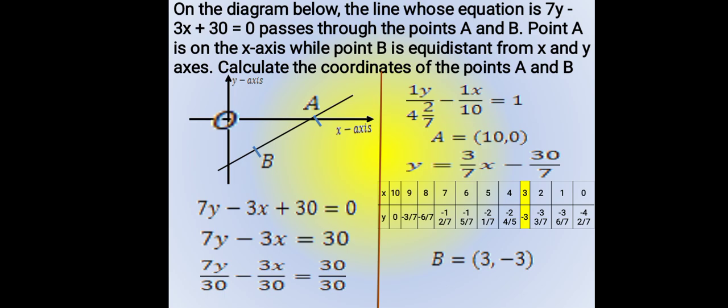When x is 5, the value of y is negative 2 and 1 over 7. When x is 4, the value of y is negative 2 and 4 over 7. When x is 3, the value of y is negative 3. We can go on talking about the other points, but you can see that the point (3, negative 3) is the point that makes B equidistant from the x and y axes, illustrated with the yellow color. So point B is 3 for x and negative 3 for y.